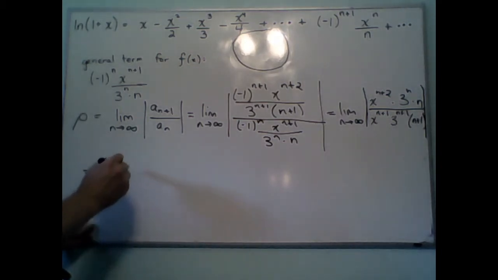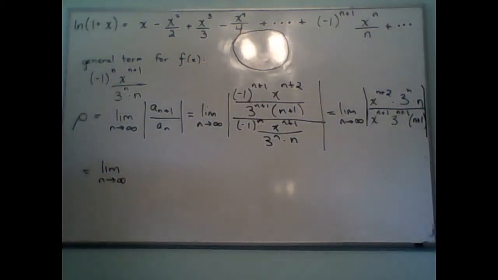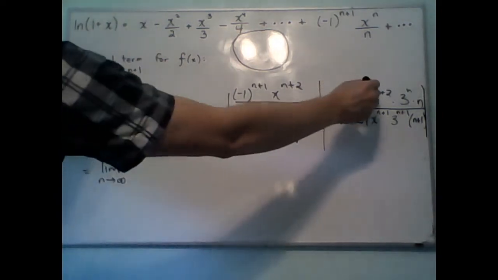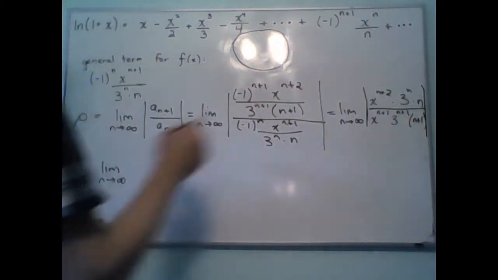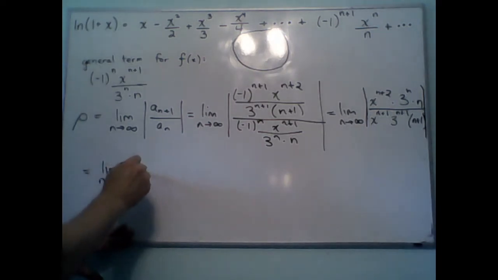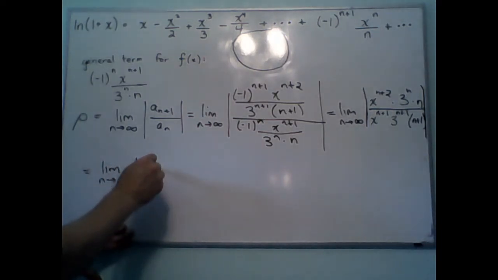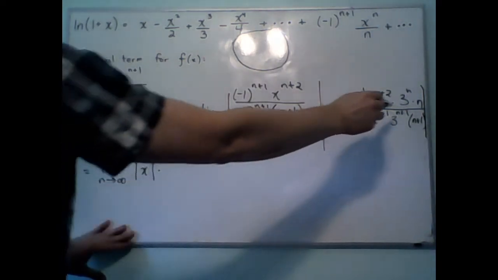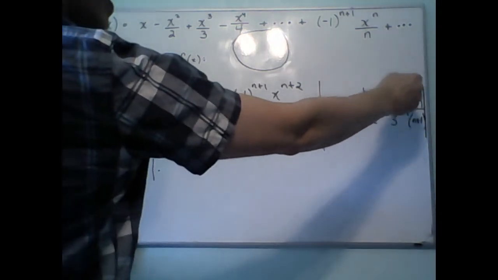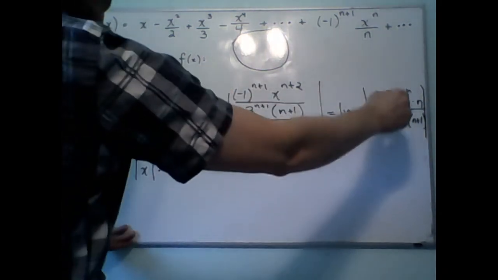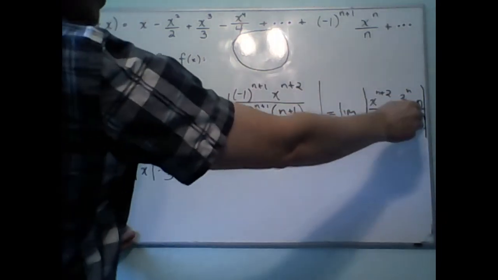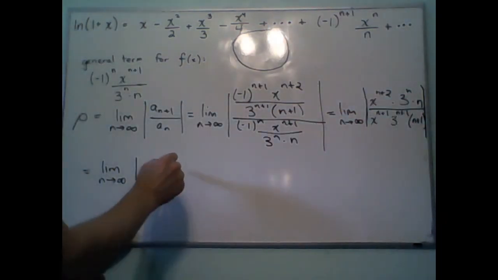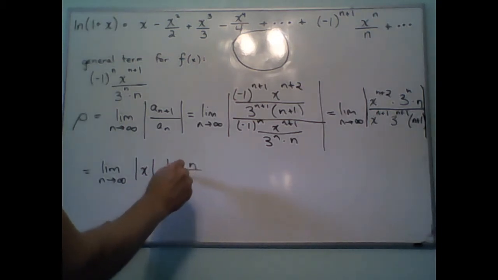The limit as n goes to infinity of, all right, x to the n plus 2 over x to the n plus 1 just leaves an x to the 1 left over. So that's absolute value of x to the 1 times, and the absolute value of this stuff, since n is positive, this stuff is always positive. 3 to the n over 3 to the n plus 1 is 1/3. n over n plus 1 is, well, n over n plus 1.